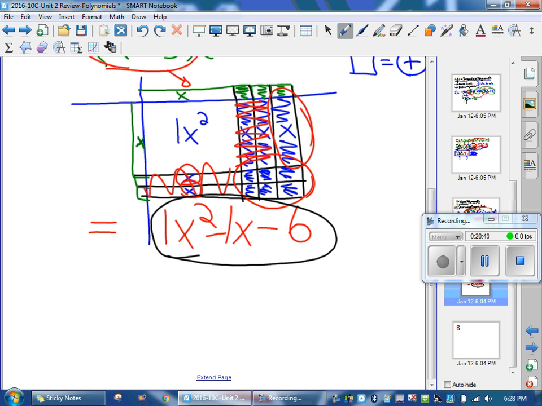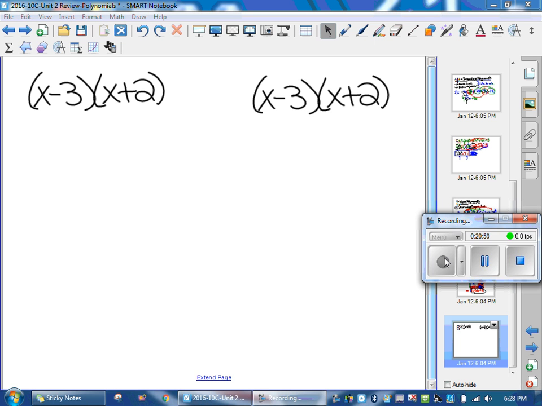Let's try it now the other way. Okay, now we've got the same expression, and we're going to solve it 2 different ways. First, we're going to solve it with FOIL, and the next way we're going to solve it is using the area diagram, the box.